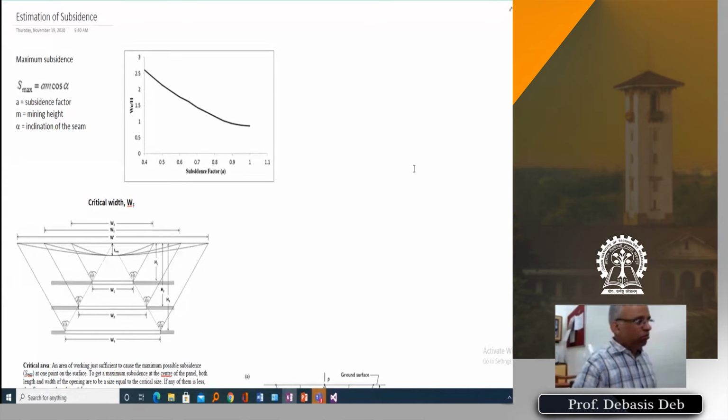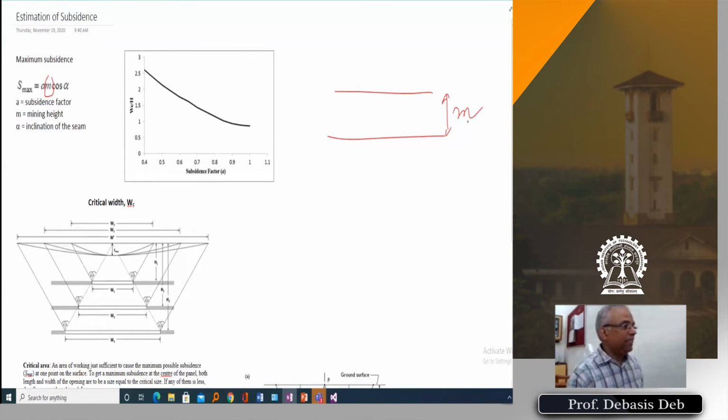So as I told you, the S max, that is the maximum possible subsidence, is related to the mining height, which is given by M, this M here. This is the mining height, and I defined mining height yesterday also, last time also. This is the M, how much you are mining, and depth is the height from the surface. So it is related to mining height, definitely. If you are mining 2 meters, you will not have more than 2 meters. And if you are doing 3 meters, it will never be more than 3 meters.